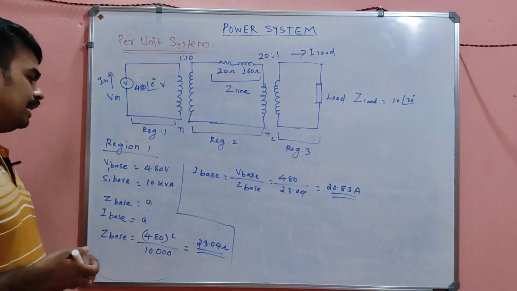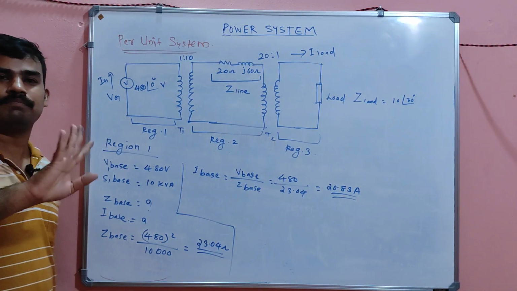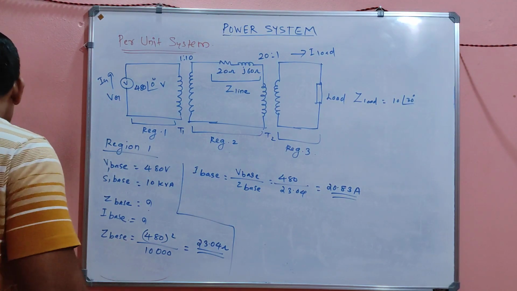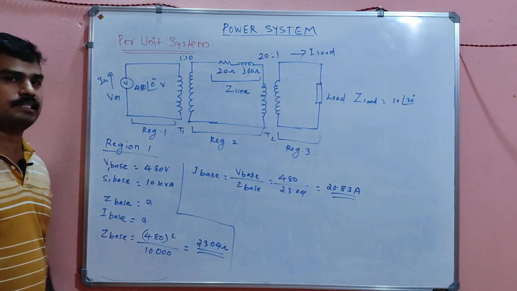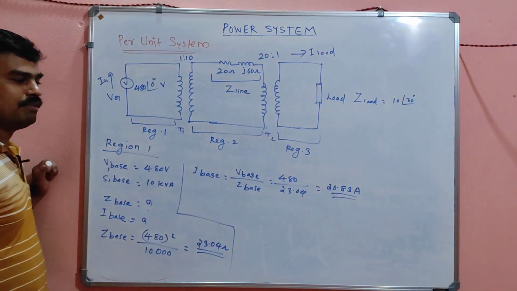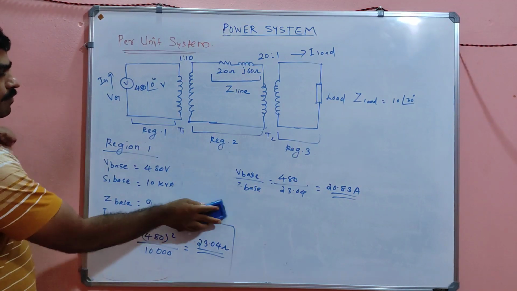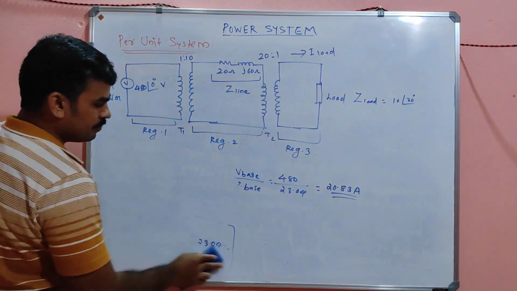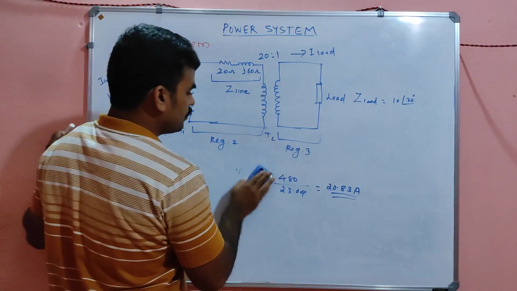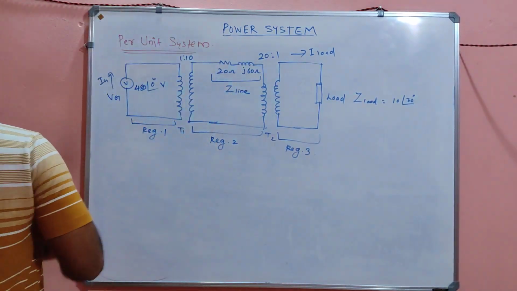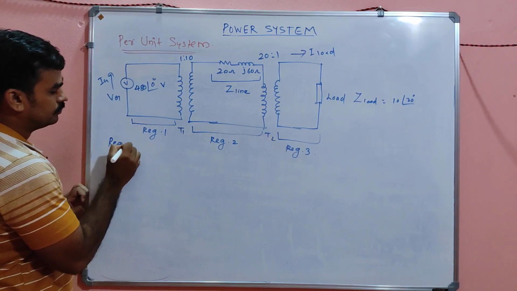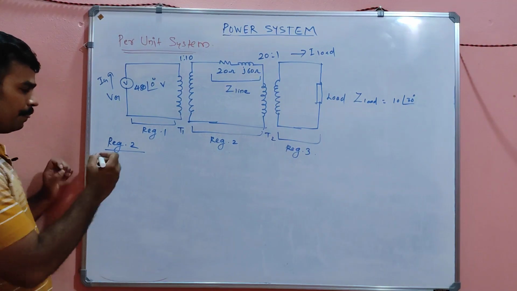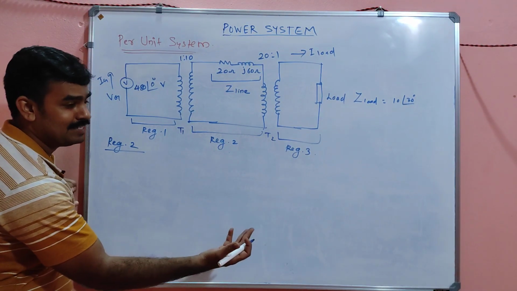So for region 1, you calculated all the parameters, the 4 parameters for the region. Keep them there, that's all. Next we have to do region 2. For every region you have to calculate the base quantities, and only then can you convert to per unit quantities. Region 2 also has Z base, V base, S base and I base, right?